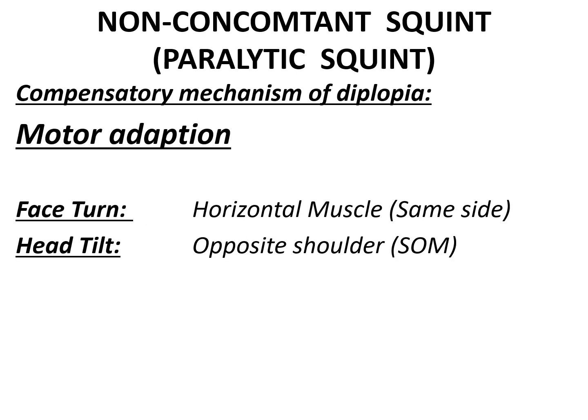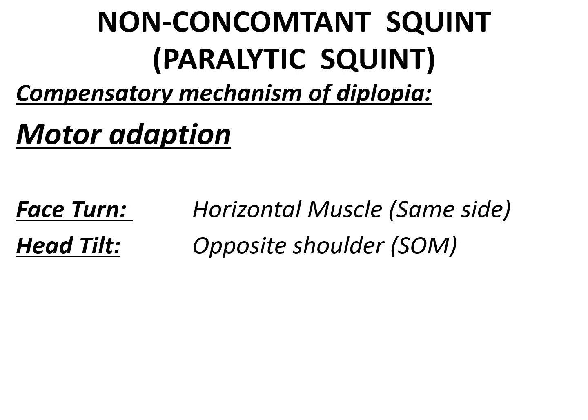And the motor adaptation is to compensate the diplopia. Here is the face turn when the horizontal muscle is involved. Say if the lateral rectus of the right eye is involved, the face will be turned towards the right side. If the lateral rectus of the left eye is involved, the face will be turned to the left side.